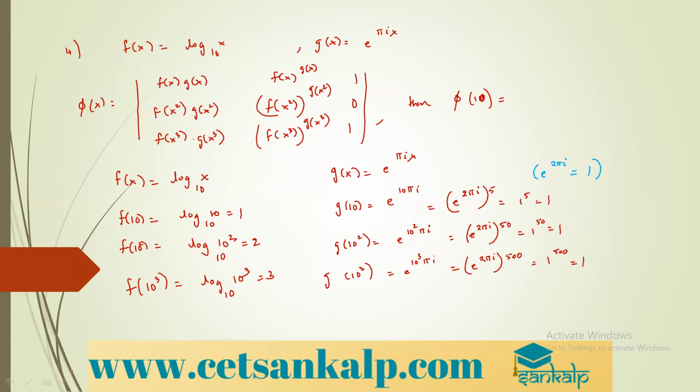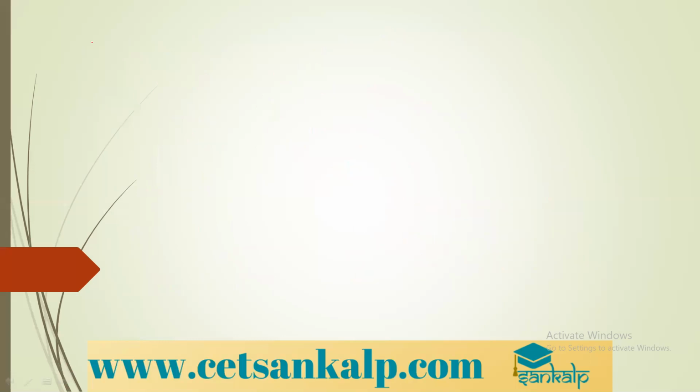That is 1. In that way, first I will simplify this and then I will write the matrix phi of 10. So what is phi of 10? F of 10 into g of 10. Then f of 10 power g of 10. And then 1. F of 10 square, g of 10 square. F of 10 square power g of 10 square and 0.